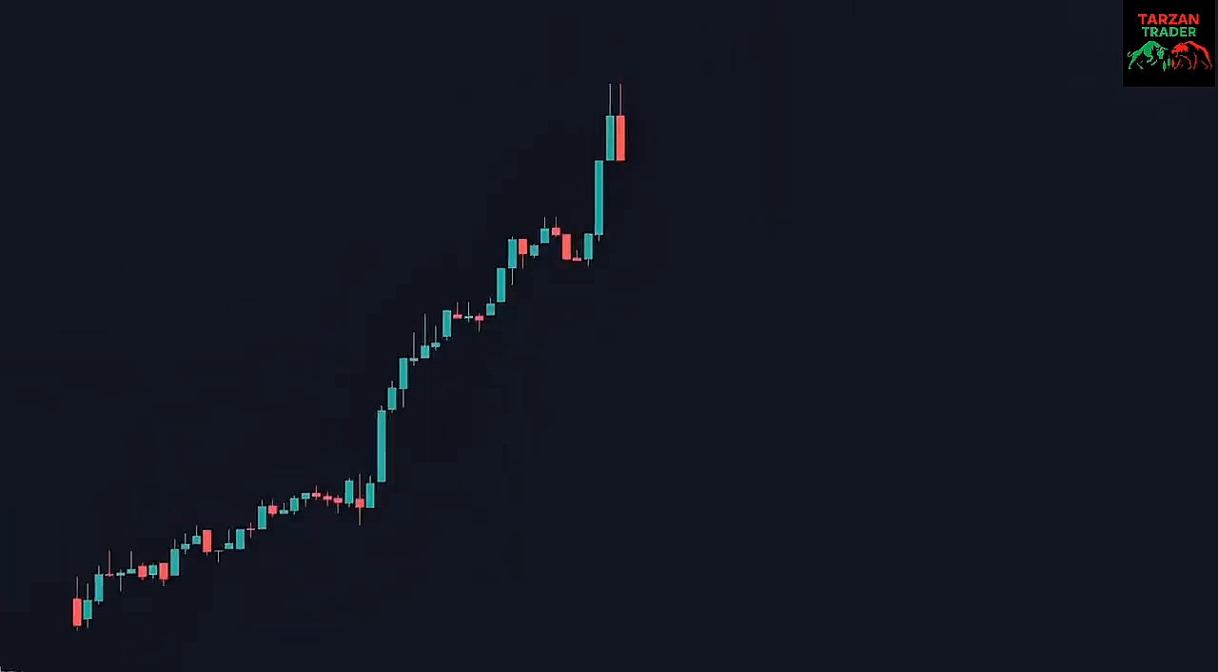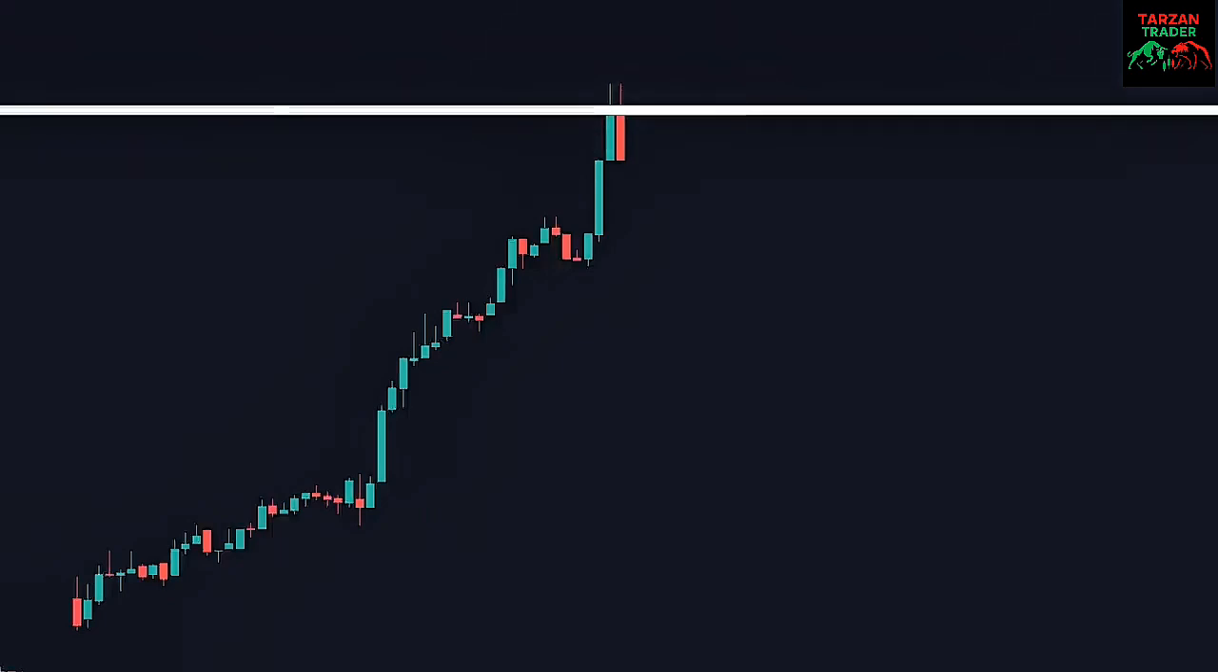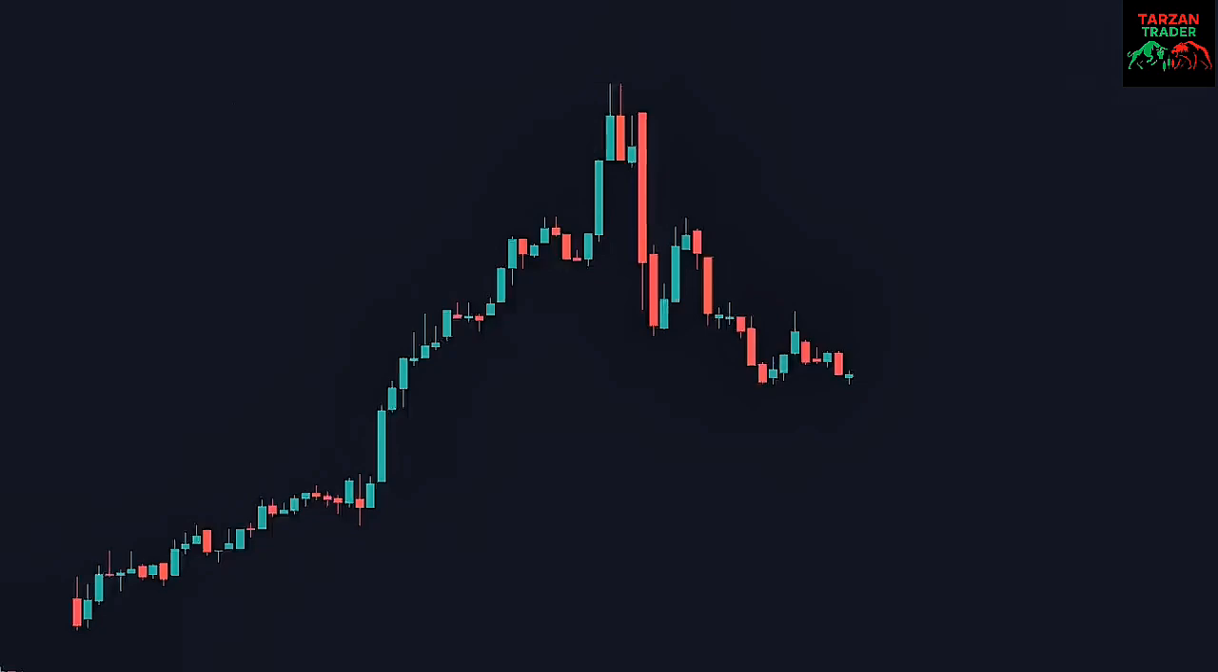The bearish tweezer works in the exact opposite way. You want to see a green candlestick followed by a red candlestick, both having wicks pointing upward at the top. When you spot this pattern at resistance levels, it's usually a strong signal that price is about to reverse downward.